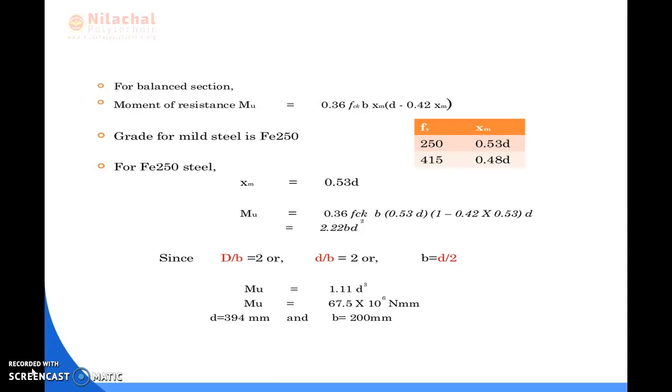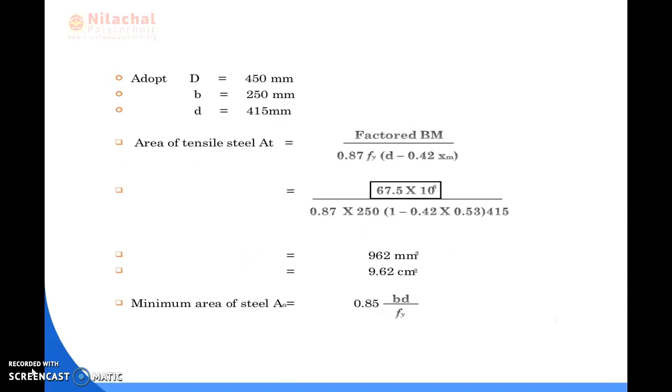Here d is equal to 394 mm and b is equal to 200 mm we put. Then we adopt the overall depth D equal to 450 mm, breadth 250 mm, and effective depth equal to 415 mm. And here we calculate the area of steel required, that is Ast. The area of steel required is the factored bending moment by 0.87 fy whole into d minus 0.42 xm as per IS 456 2000.